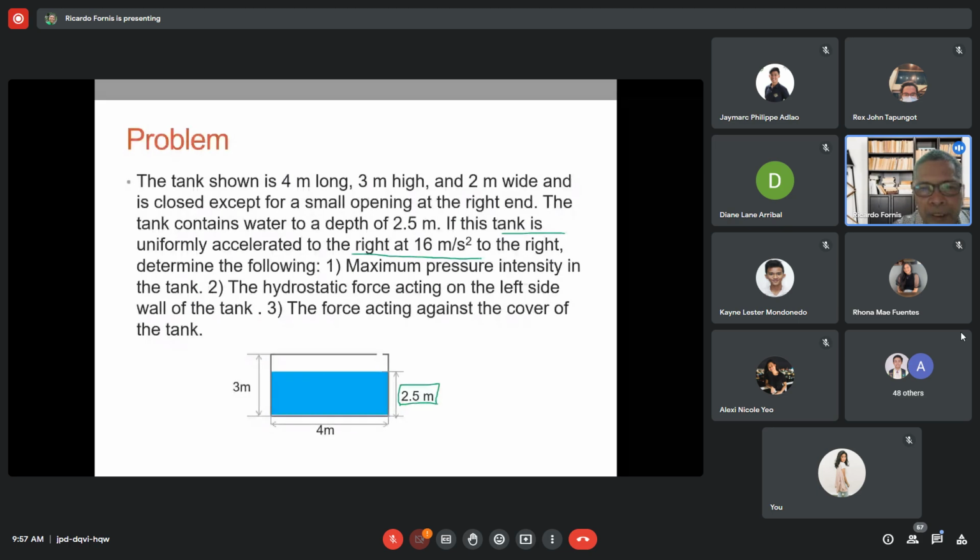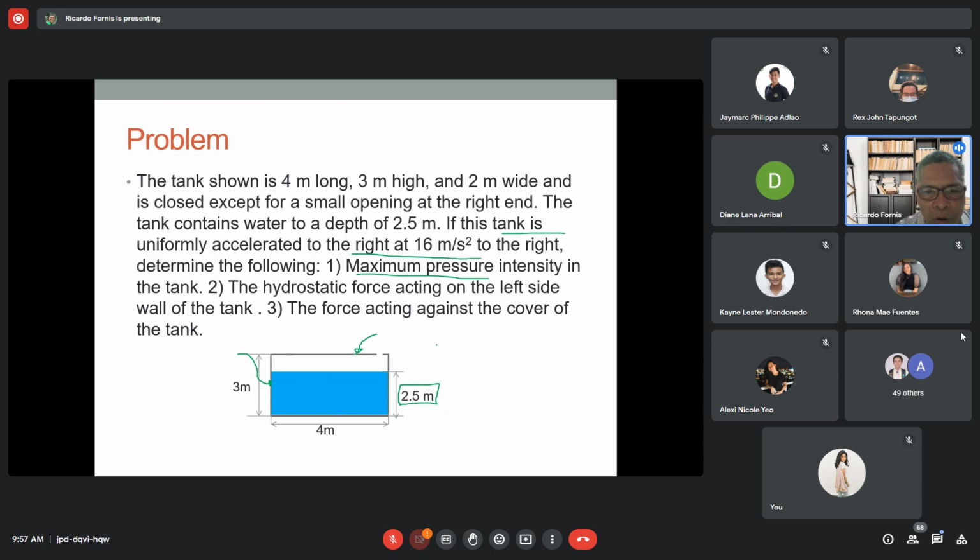We are interested in the following. What's the maximum pressure intensity? Maximum pressure intensity. Then the hydrostatic force acting on the left wall. The left wall meaning of the tank, considering this view. The last requirement is the force acting against the cover. So this is a cover.